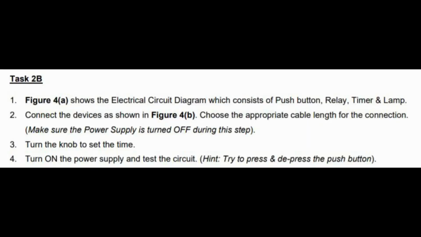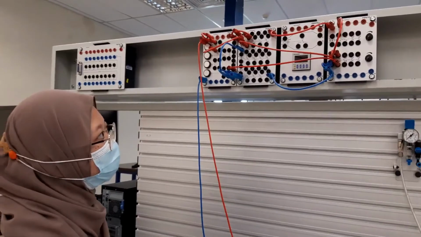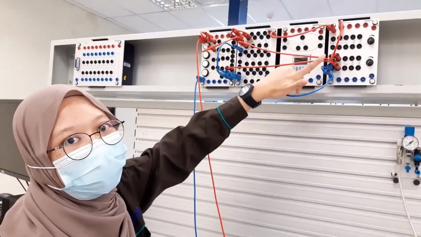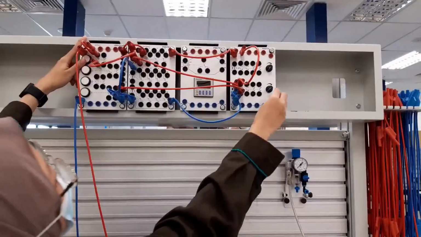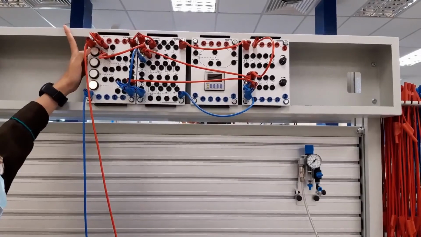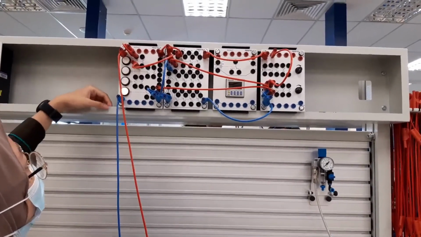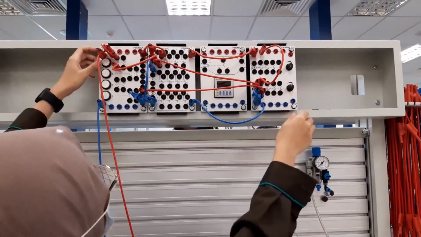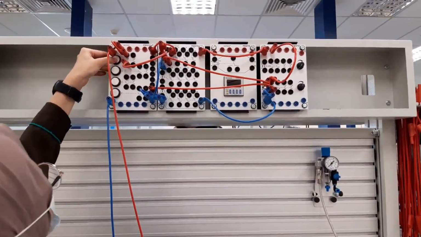Next, we move to task 2, part 2B. Turn on the power supply. This is the on delay timer, but this one is the off delay circuit. We set the timer for 2 seconds. Next, we press the push button. After 2 seconds, the lamp turns off. Next, set the timer for 5 seconds.